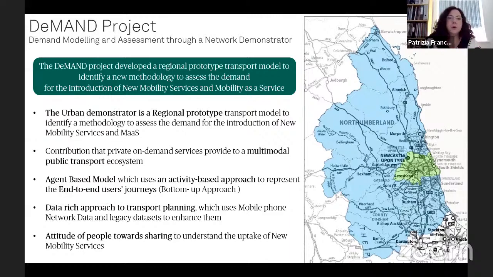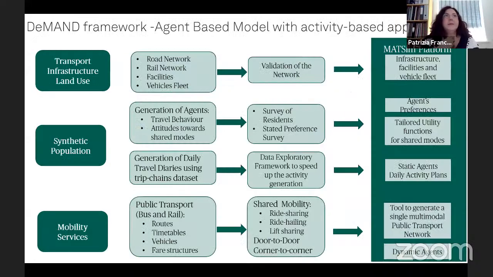The framework itself for the agent-based model is very similar to a four-step model. So we concentrated on the creation of the transport infrastructure, the synthetic population, and the mobility services. The transport infrastructure, and what we include, is pretty similar to what we do in strategic modeling. So we have a road network, a rail network, and the facilities, including educational settings, leisure settings, shopping centers, business parks, and distribution centers, alongside the vehicle fleets that are currently used in the Northeast.